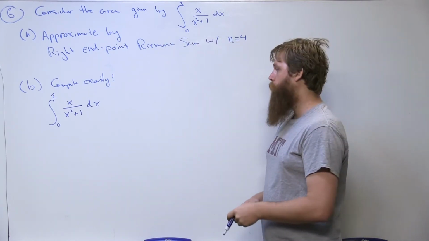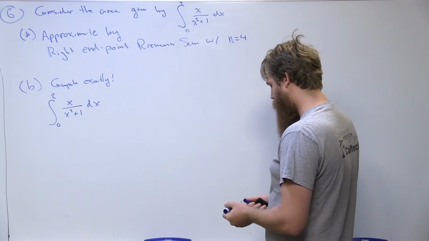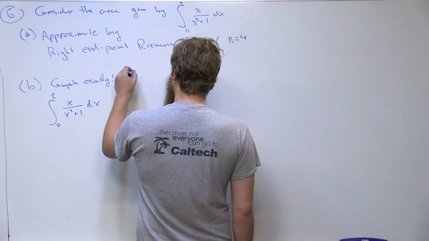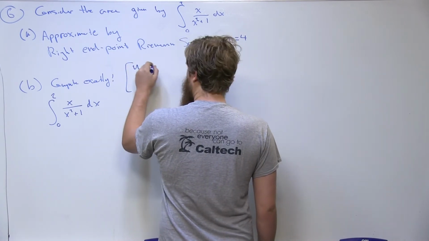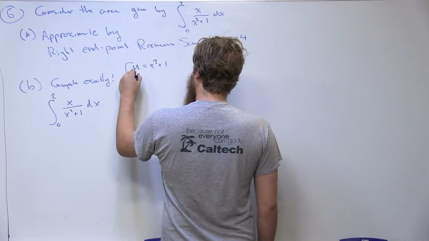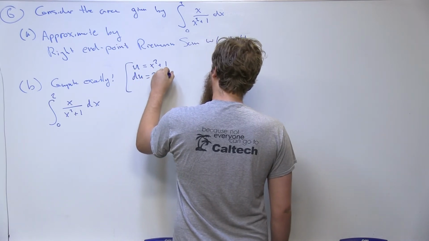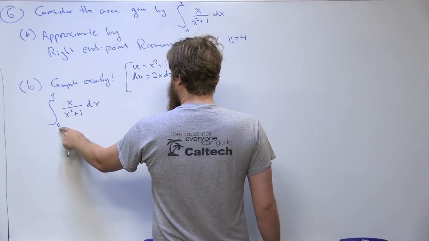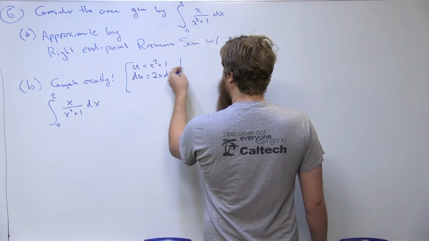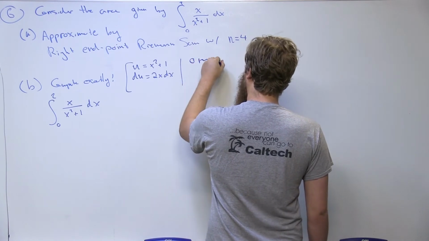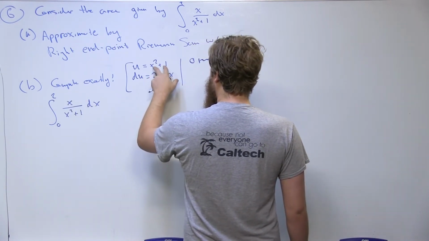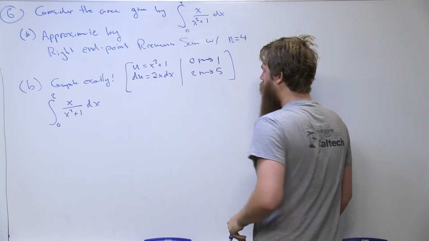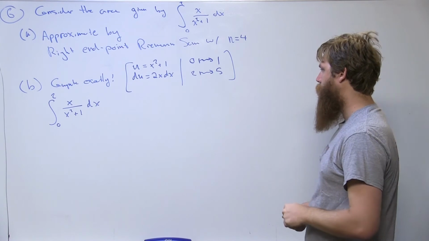As in a bunch of other examples we've seen so far, the nice thing to notice here is that the top is a constant multiple of the derivative of the bottom, so a u substitution will handle this. If we let u equal x squared plus 1, du is 2x dx. Also, our limits are going to change, as we've always discussed with these. So if x is 0, then u is 0 squared plus 1. If x is 2, then u is 2 squared plus 1. Okay, so that's the information we need for our substitution.